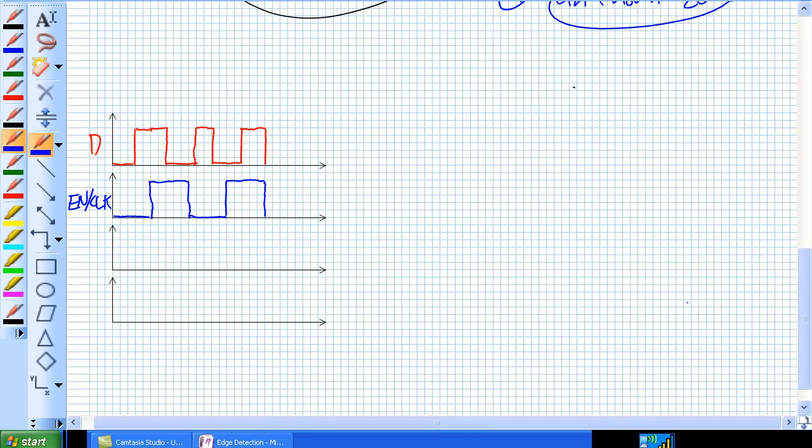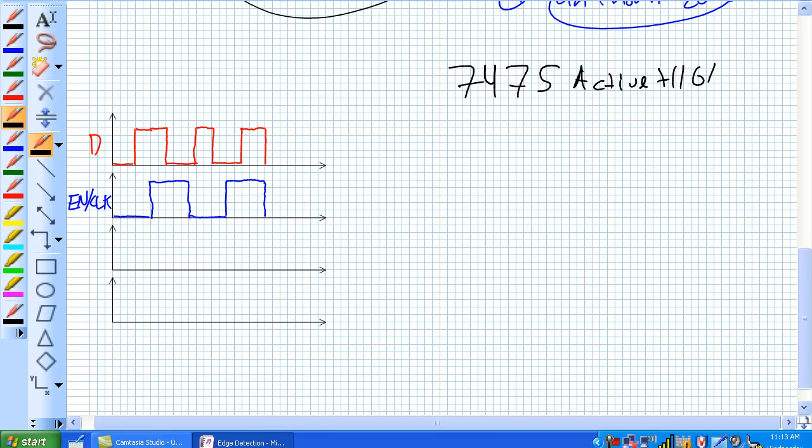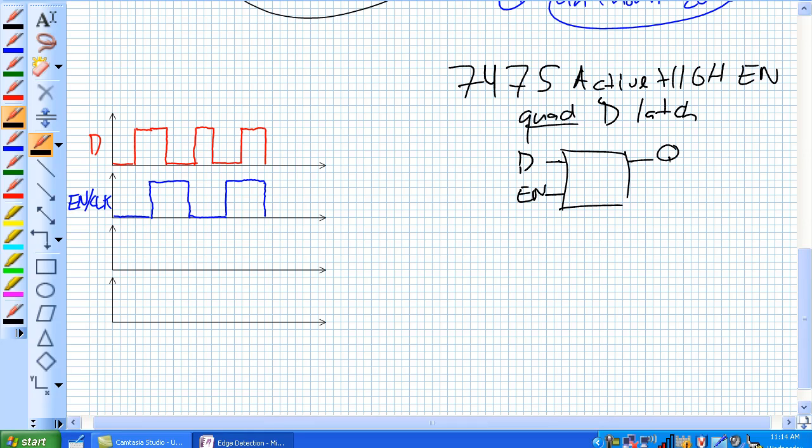Okay, so now that we've had a discussion about edge detection, what happens if you apply an edge detection device to a D-latch and compare it to an active high enable D-latch? So let's compare and contrast, if you will, the 7475, which is an active high enable quad, meaning there's 4 of them, D-latch on the same chip. And remember, a normal D-latch, there's our D in, here's our enable. And notice that there's no special symbols on that thing. And here's our Q. Now we have a 7474.